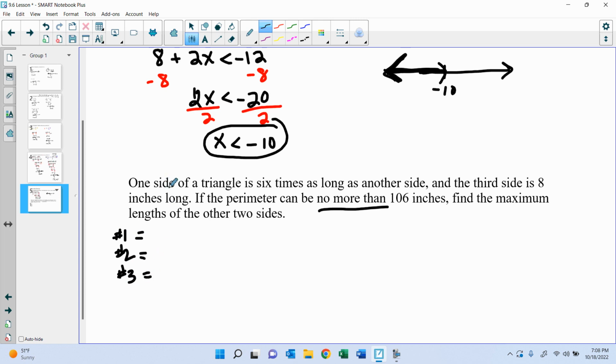So one side is 6 times as long as another side. So we can call side 1 X. And then one of the other sides is 6 times as long as that, so 6 times X. And it doesn't matter which side I call what. There's 3 sides, and we don't know these two, so we'll call one of them X. And then this side, number 2, is 6 times as long as another side. And the third side is 8.